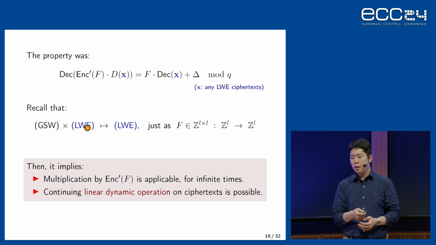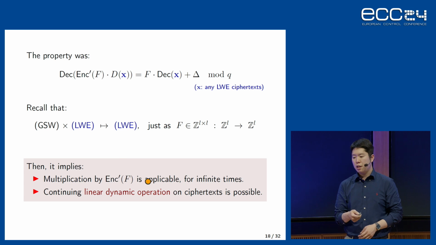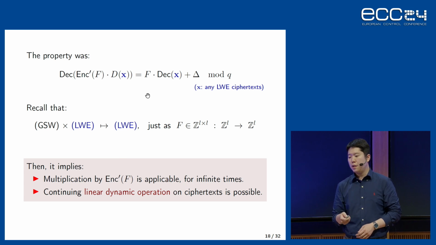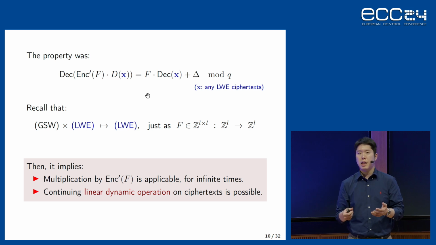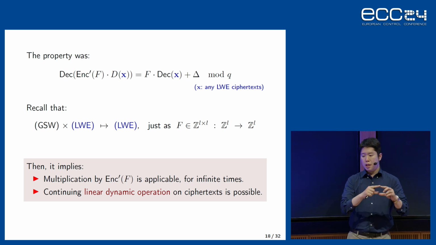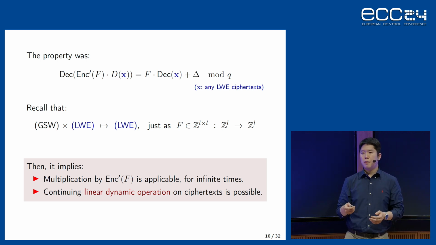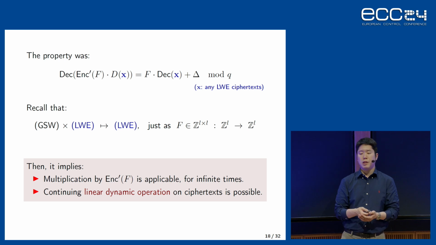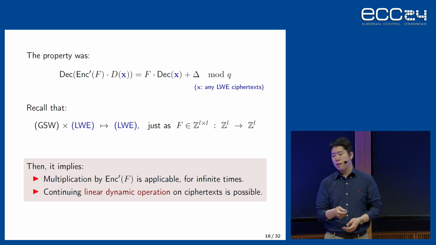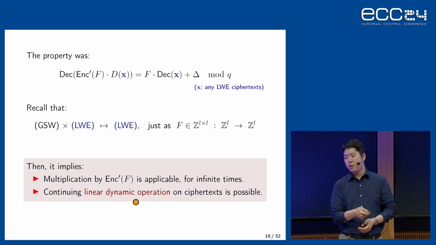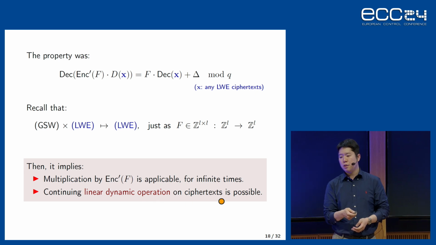Based on this property, it ensures that multiplication by an encrypted number is applicable an infinite number of times, so that as we have seen in the formulation page, such kind of operation is essential for linear time-invariant systems, so that it means that continuing linear dynamic operation on ciphertext is possible if the controller is multiplying the state matrix consisting of integers, so that it can be encrypted in this form with GSW encryption.